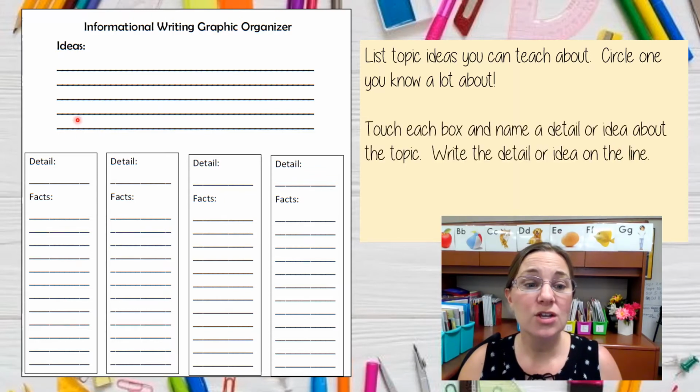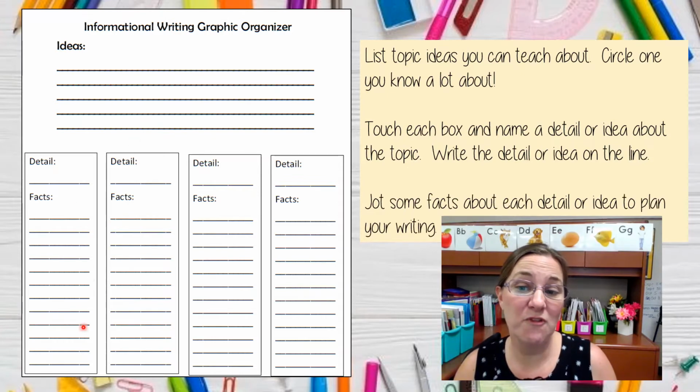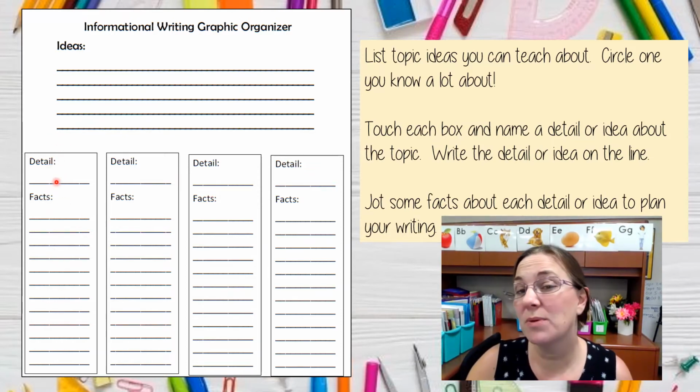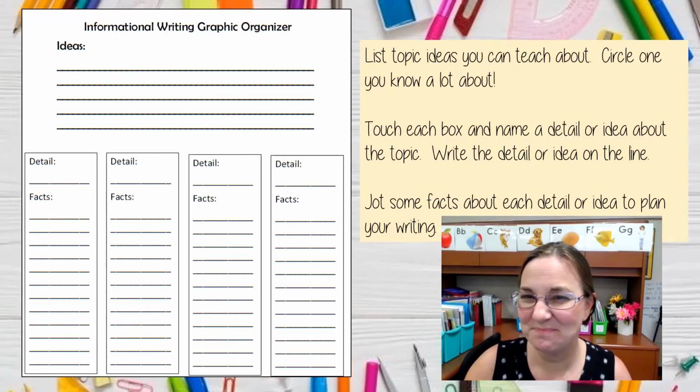After you do that, you're going to touch each of these boxes and name a detail or idea about the topic. You're going to write that detail or idea on the line. And then you're going to jot some facts about each detail that you could write about. All of these facts need to be about the detail or idea that you put on this line. Let me show you a little bit about how this works.